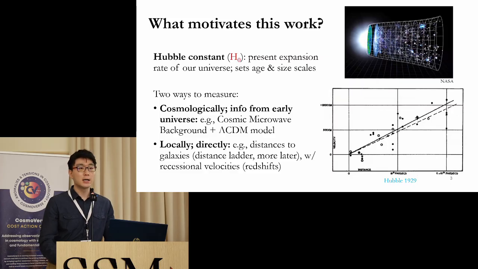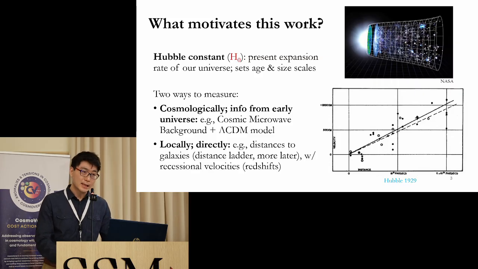The first is cosmologically, where we take information from the early universe, such as observations of the cosmic microwave background, combined with a model of our universe, such as lambda CDM, and using those to infer the present expansion rate today. The second approach is more locally, or directly, where we take distances to galaxies using an extragalactic distance ladder. I'll be talking about that more later on. Combining those two with the redshifts of those galaxies and using that to measure H0.